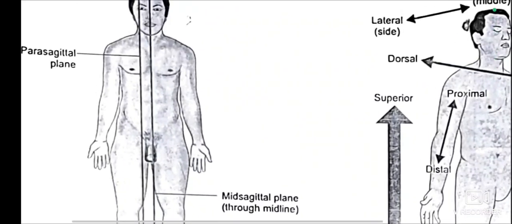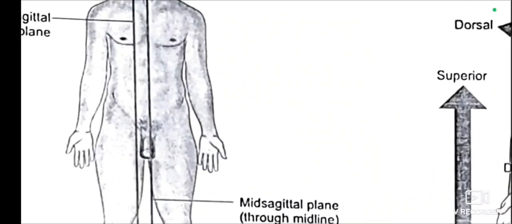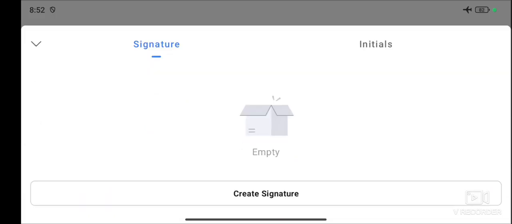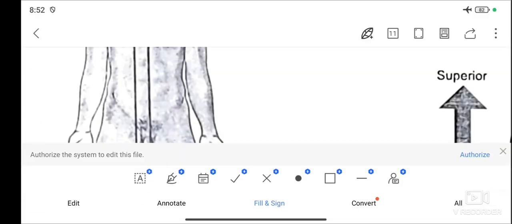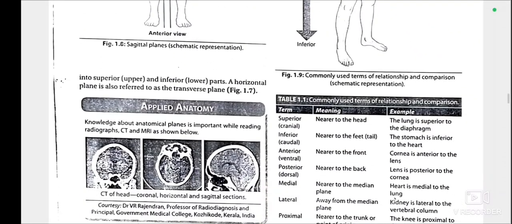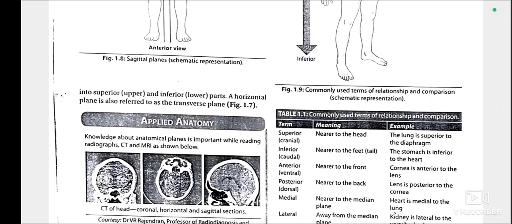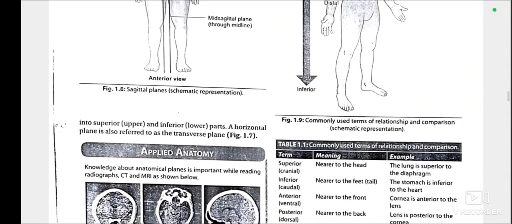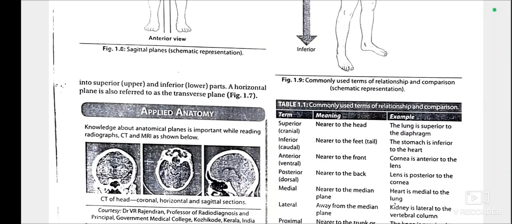In this video you can see here. The next is inferior. You can say it as caudal. Near to the feet. That is near to the feet. Feet means tail. That is inferior. Okay. The stomach is inferior to the heart.